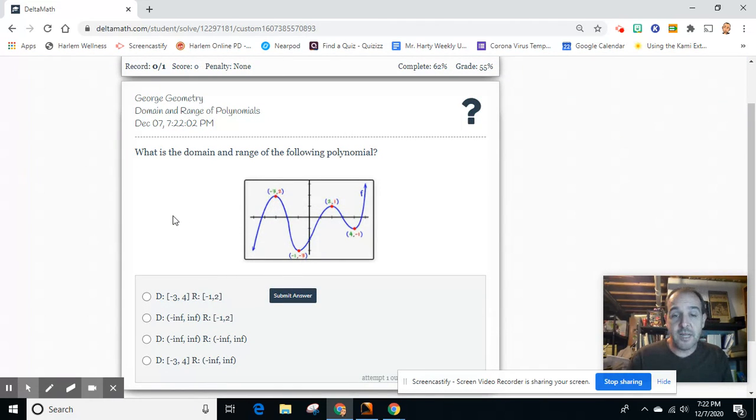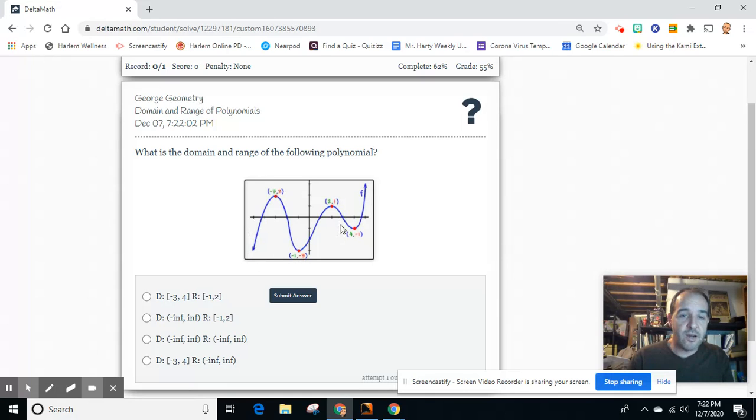Okay, we already said about domain, so it's one of these two. Okay, now range. Now this one we got to watch, because I look and I'm like, well, the lowest point down here. Okay, so let's see. Lowest, highest, no, but that'd be range again. Oh, here's the key this time.